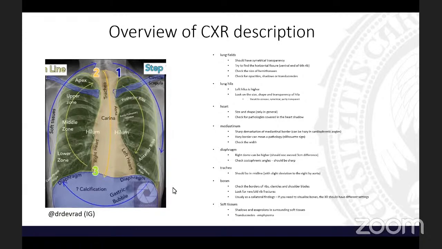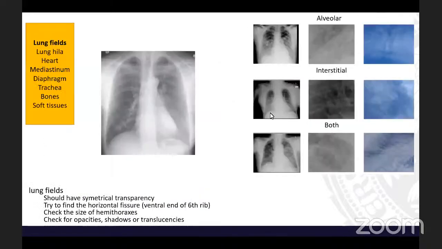And then diaphragm, and then bones and soft tissues. I will tell you why I put bones on the end, and soft tissues, that means tissues around that. You can see it here.